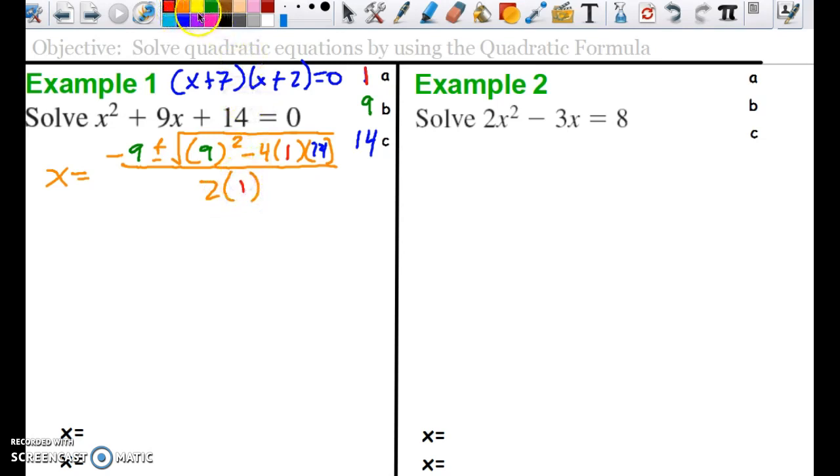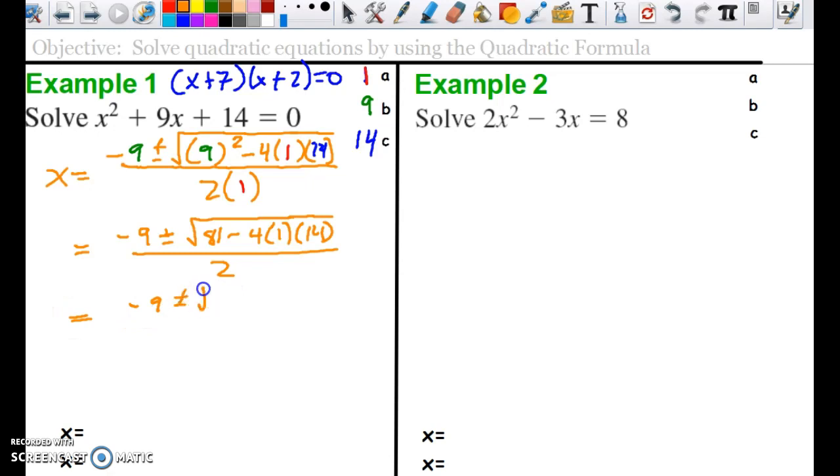So let's simplify this now. Again, work on the top of the fraction first. Negative 9 plus or minus square root. 9 squared is 81 minus, and then it's going to be 4 times 1 times 14. Okay, all over 2. So negative 9 plus or minus. Now I have 4 times 1. Negative 4 times a positive 1 is negative 4. So negative 4 at 14 here. I'm not doing too many steps at once because I don't want to get messed up here. So negative 4 times 14.